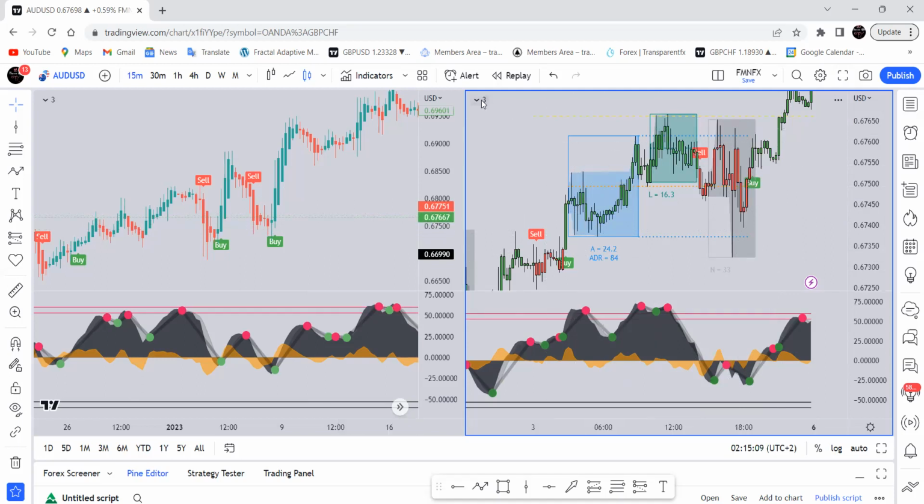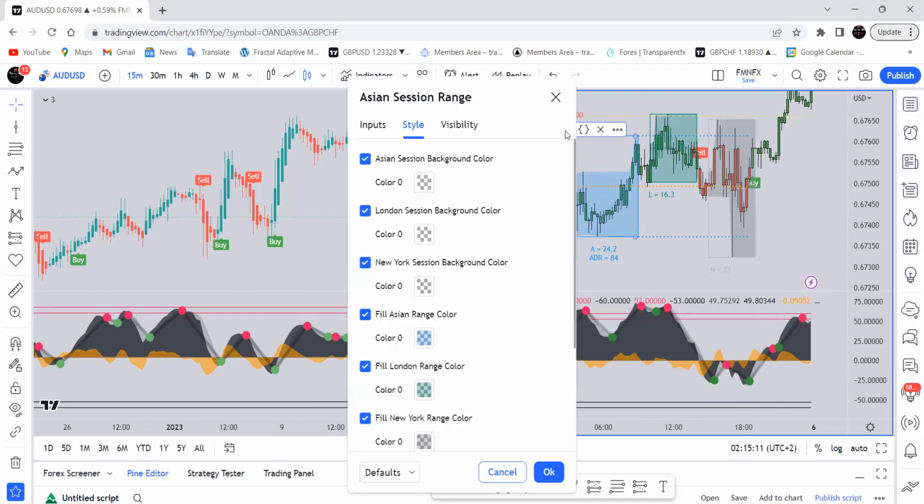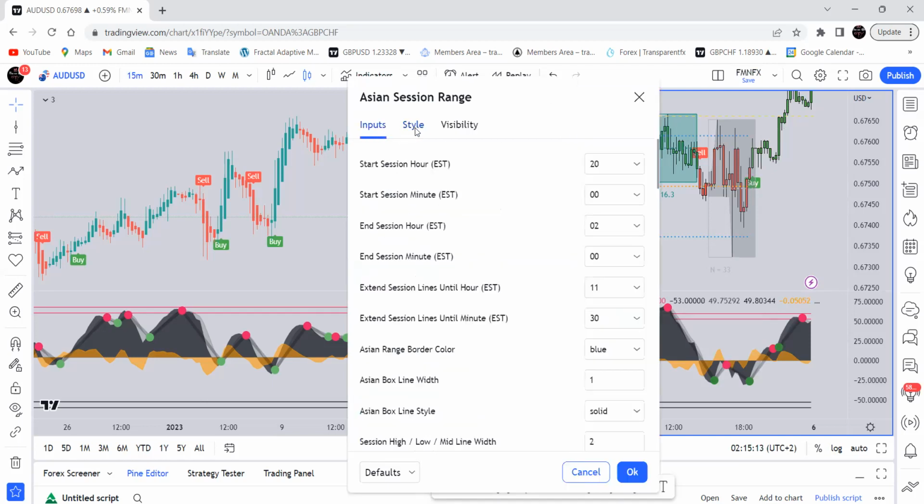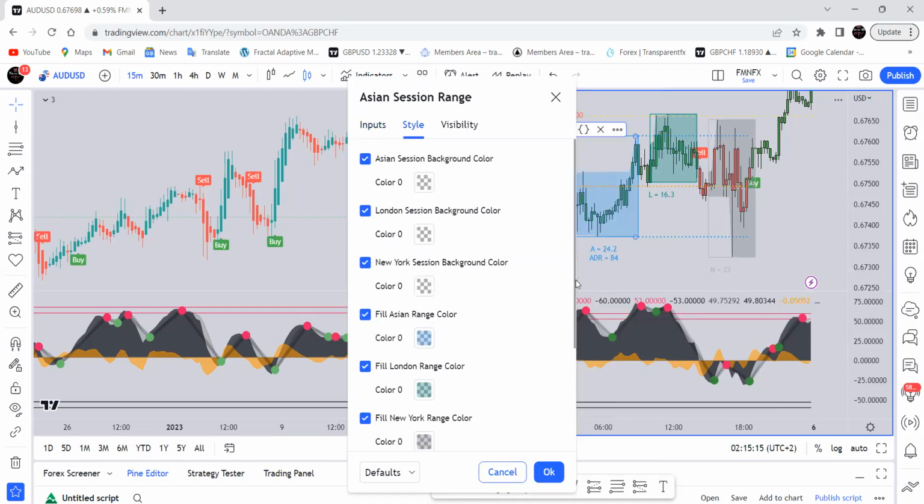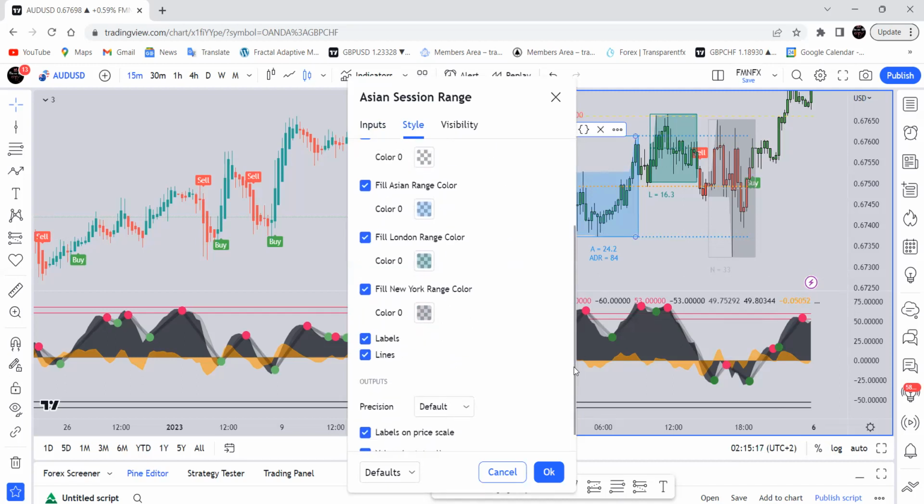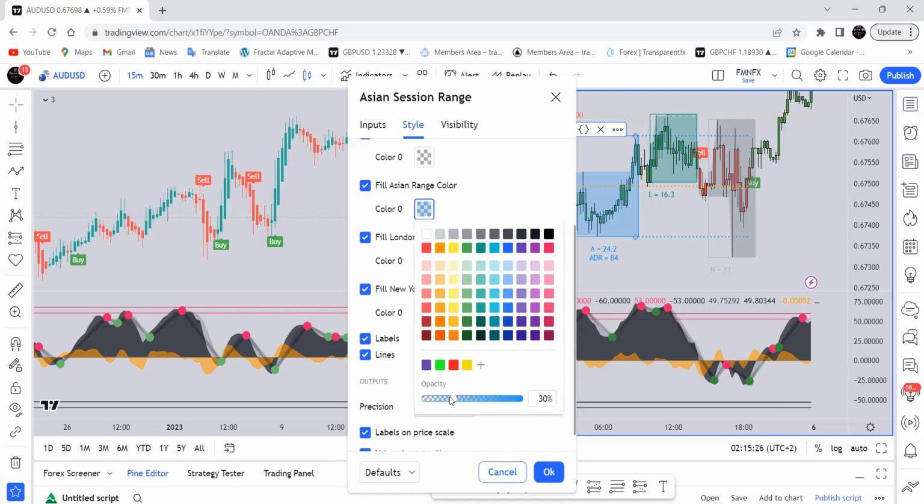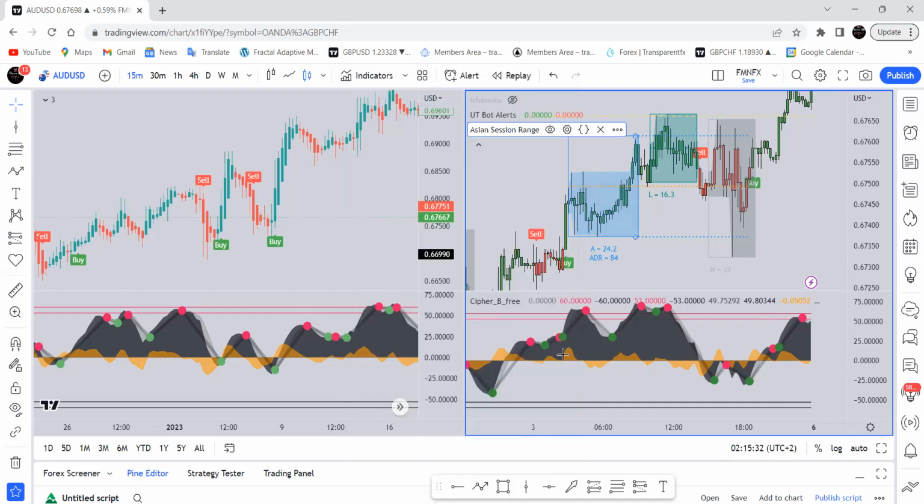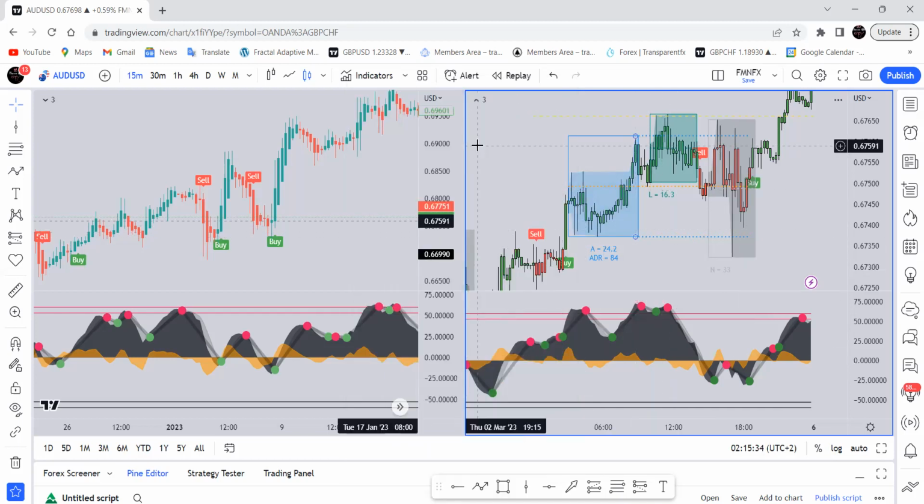I modified this by changing the colors. I didn't change any inputs. I just changed the colors. When you scroll down, these three, New York fill, London fill, Asia fill, I made them darker. That's all. Whatever you want to do. But I just want to see it. I need to see it entirely.